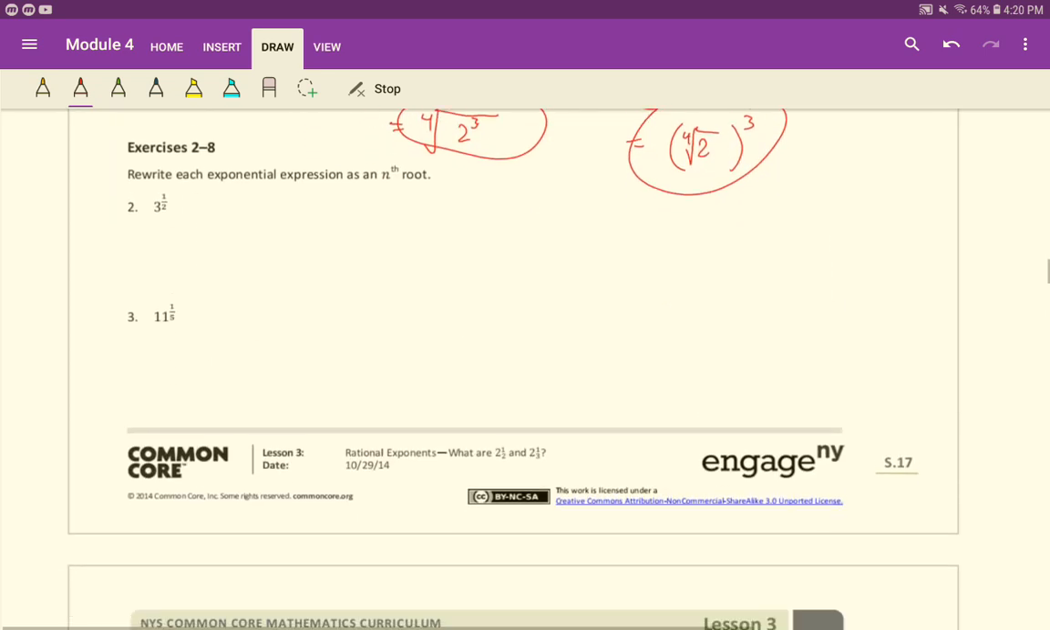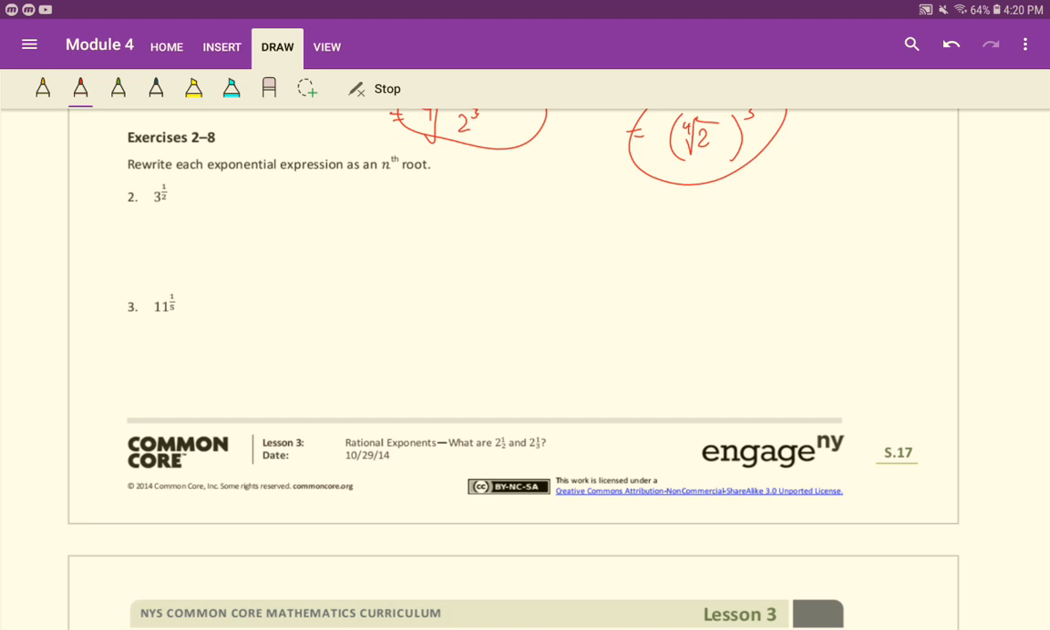Okay. So example exercise 2, 3 to the 1/2. We're just going to rewrite this as an nth root. We can see the 2 is the denominator there, so that's going to be our square root. And we just put a 3, and you can do 3 to the 1 if you want to, or you can just write 3 because it's the same thing. Of course, you could also just write square root of 3 too. These are also equivalent.